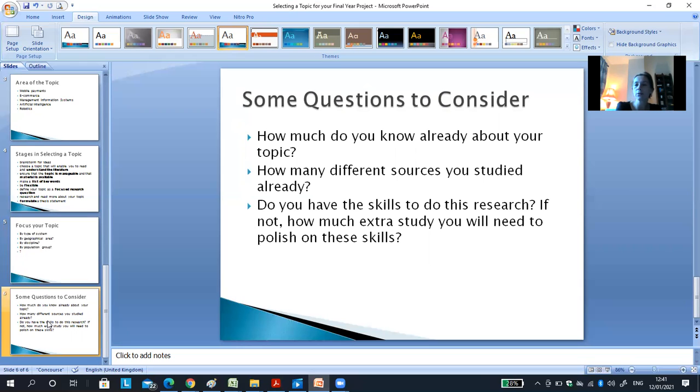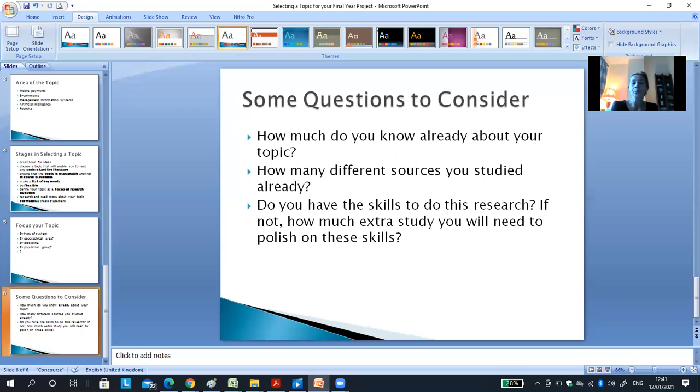Now, it's a bit difficult to answer this question. You can answer, well, I know little, I know quite a lot. But you should be thinking, have I read a lot in this area? What are the facts that I know already? Try and get a blank sheet of paper and start writing how much you know about the topic.